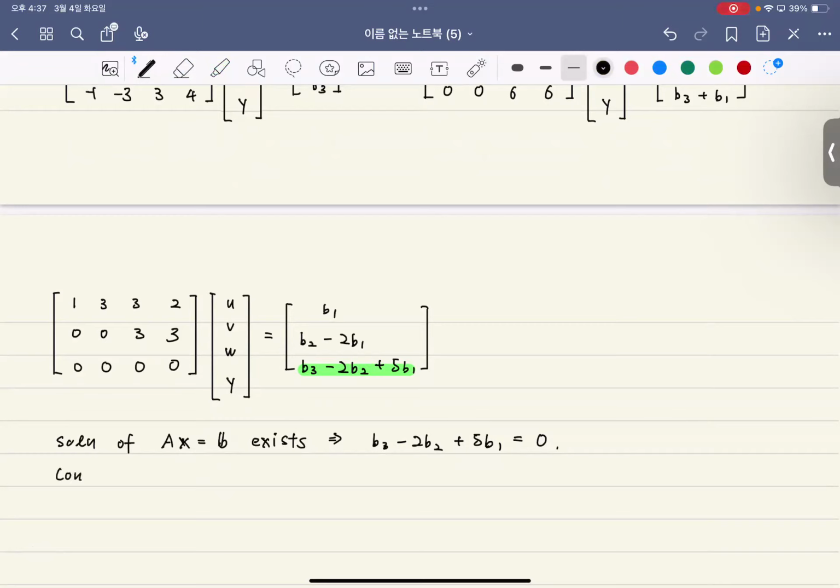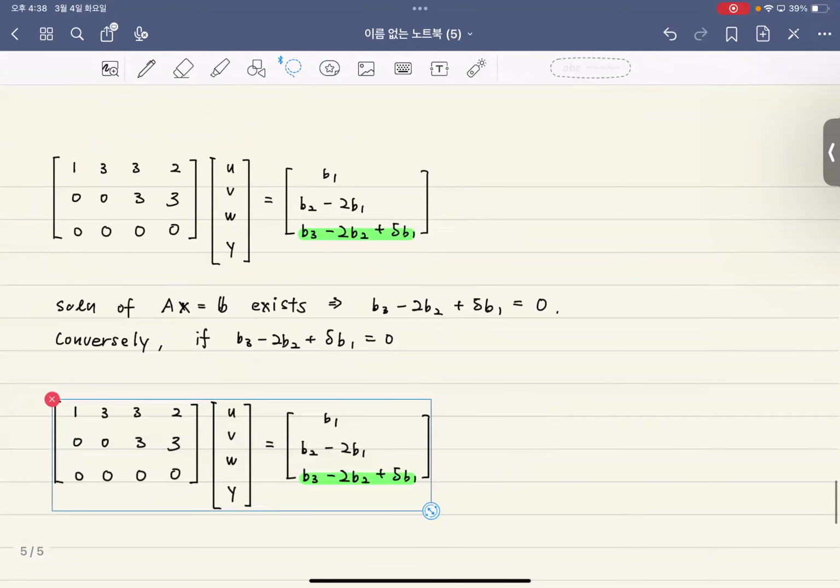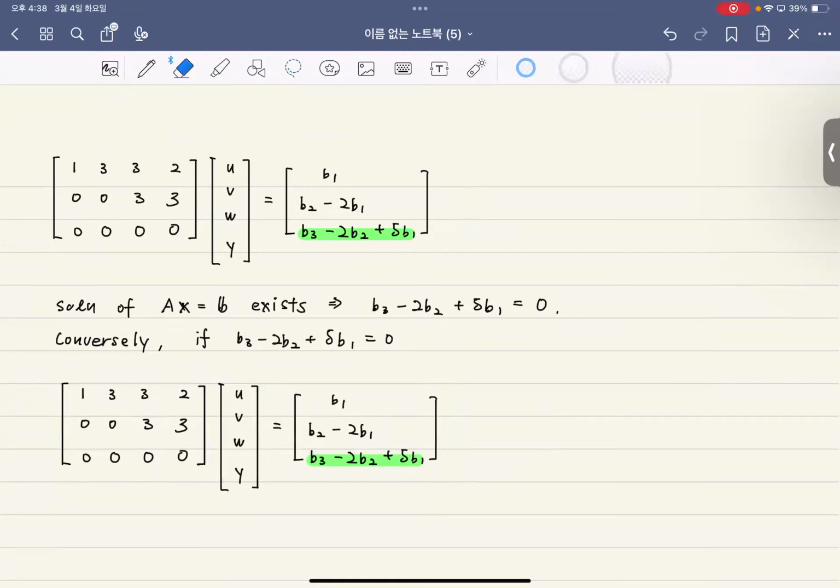Also, on the other hand, if B3 minus 2 times B2 plus 5B1 equals 0, then this last entry equals 0. Well, I'm not that interested in these two numbers, so I'll just put 2 stars on the top, and I have zeros on the bottom.